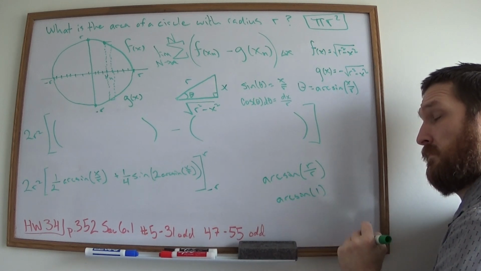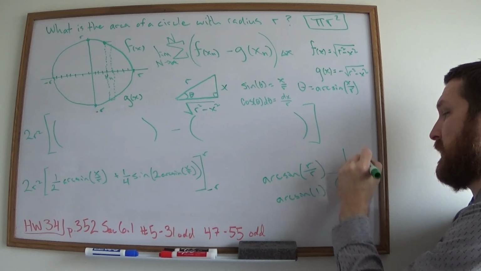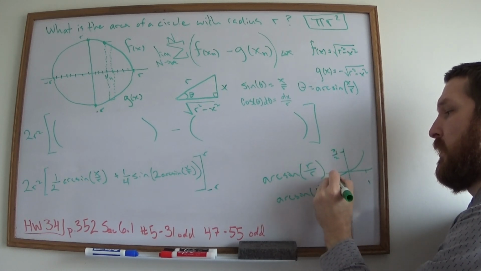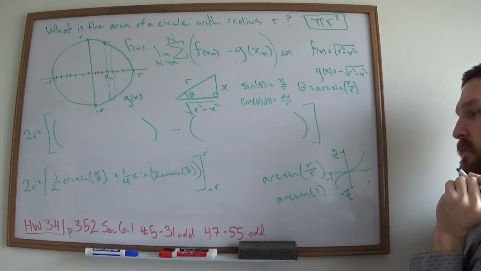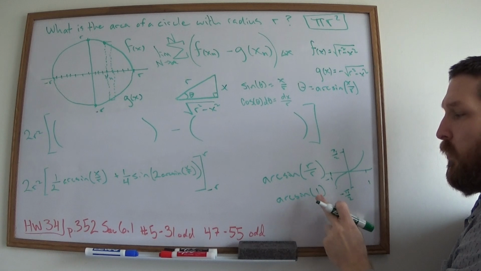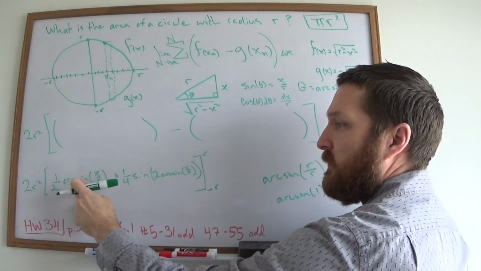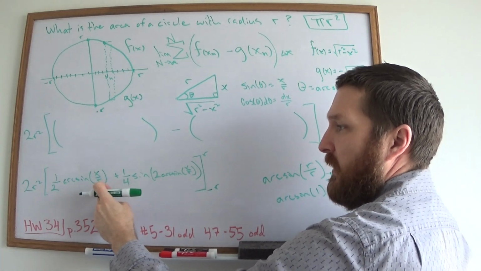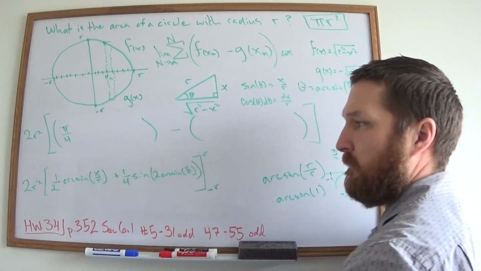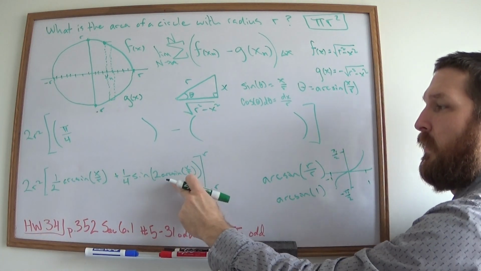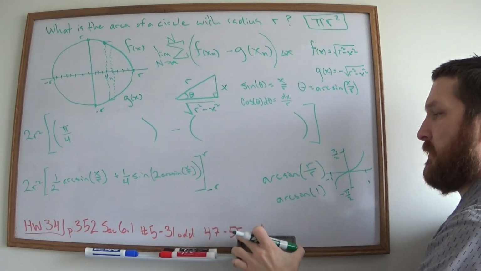Oh wait, no, pi over 2. Pi over 2, right? Yeah. Arc sine, plug in a 1, get out a pi over 2. Plug in a -1, get out a negative pi over 2. Right? Okay, so arc sine 1 is pi over 2. So plugging in my r gives me arc sine 1. That's pi over 2 and a half, so that's pi over 4. Right?